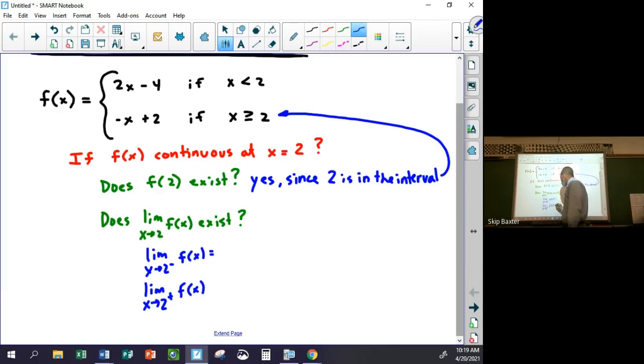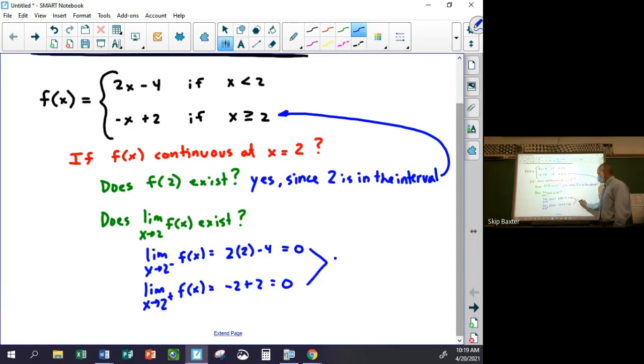Right? So if you're calculating the limit as x goes to 2 from the left, you're looking at the top part of the function, because that's what the function is, to the left of 2. So if you substitute that in, you get 2 times 2 minus 4, which is 0. If you calculate the limit as x goes to 2 from the right, then you plug it into the bottom part, because that's what the function is to the right of 2. So you get negative 2 plus 2, which is 0. Since these match up, you can then say, yes, the limit as x goes to 2 of f of x equals 0.